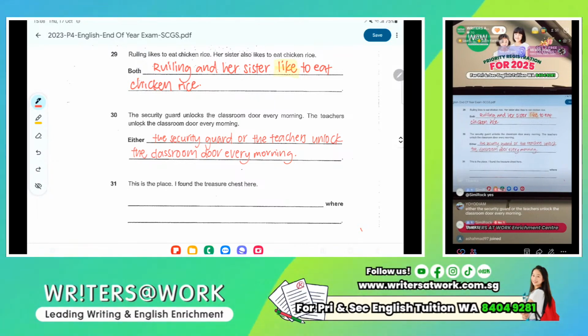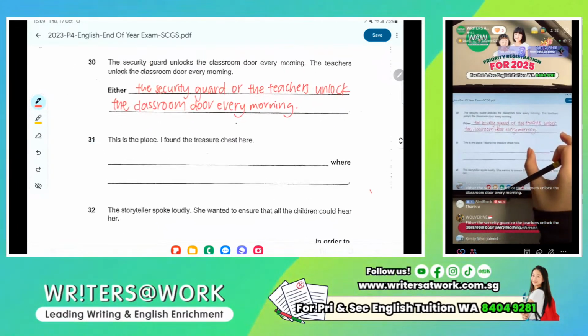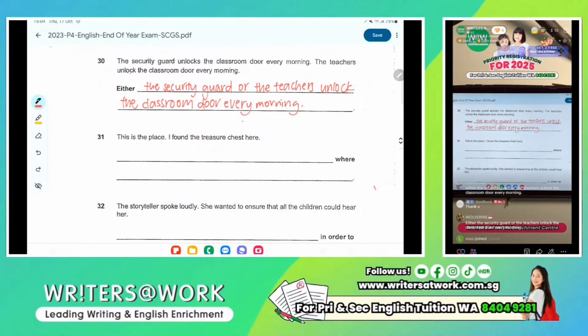Okay, question 31. This is the place. I found the treasure chest here. Okay, yes. Either the security guard or the teachers unlock the classroom door every morning. Yes, Wolverine SG, that is correct. Okay, moving on. Let's go on to question 31. This is the place I found the treasure chest here. So for this, where will we place the here? How do we actually form this sentence into one individual sentence?